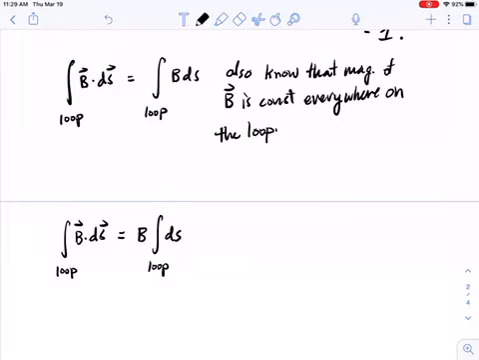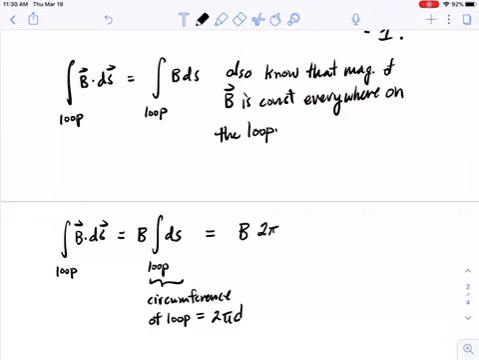But we did this exact integral for the current loop problem that we solved in the last video. The integral of just ds around a closed loop is the circumference of the loop, which is just equal to 2 pi times the radius. We're using d for the radius of the loop in this problem. And so this line integral evaluates to B times 2 pi times the radius, or 2 pi d.